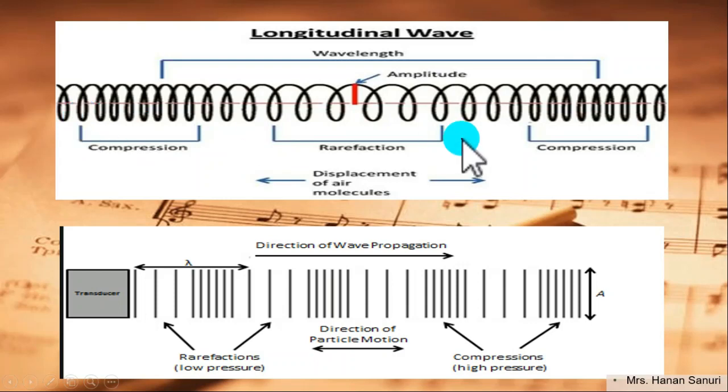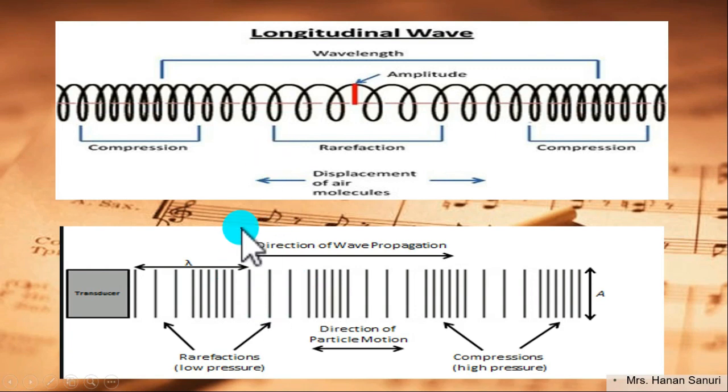Now, look here. This is a spring. We form a longitudinal wave by a spring. To understand compressions and rarefactions, look where the coils are closer together, like this area. We call this compression. Where the coils are further apart, this is a rarefaction. Second, look at this case. If we draw them as parallel lines, where the lines are close to each other, compression. Where the lines are further apart, rarefaction.